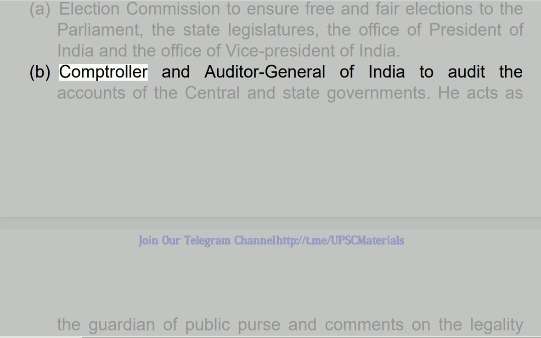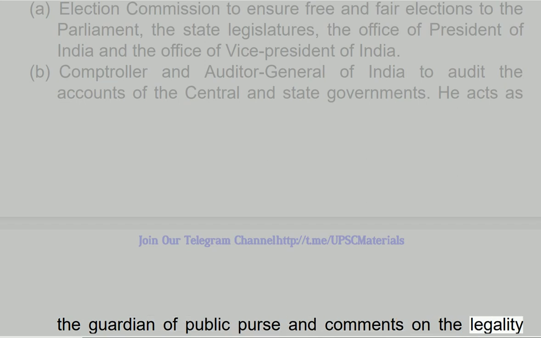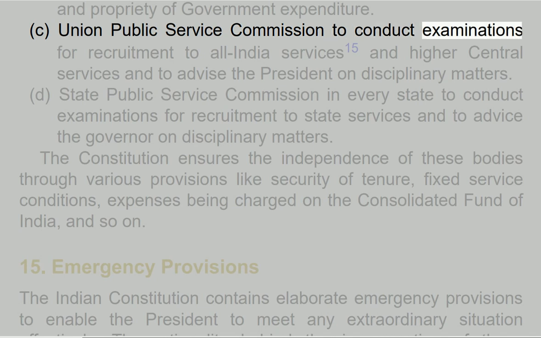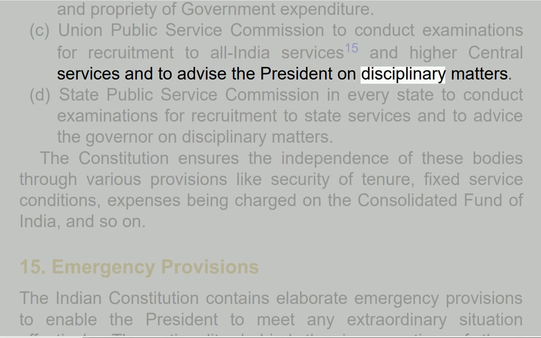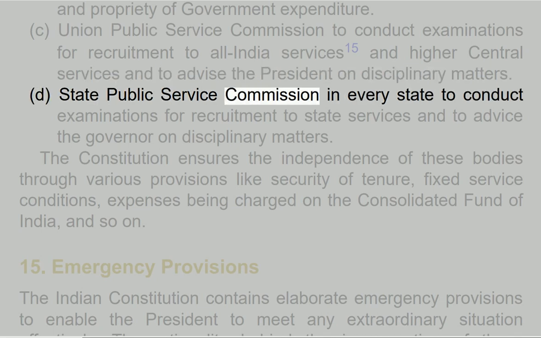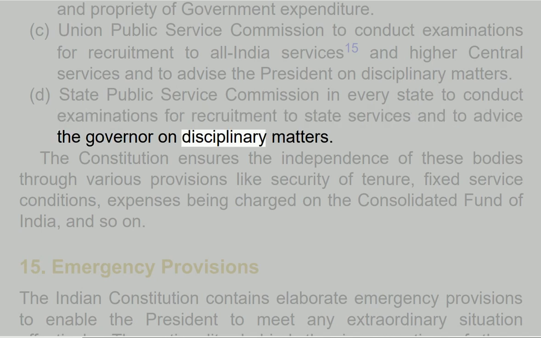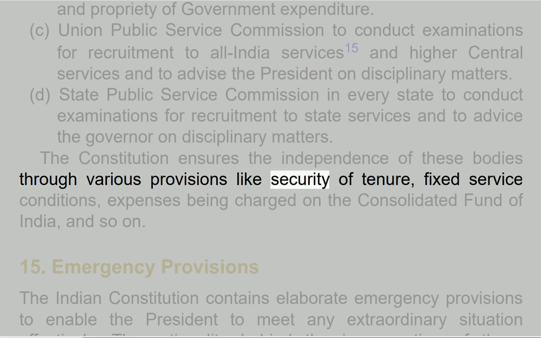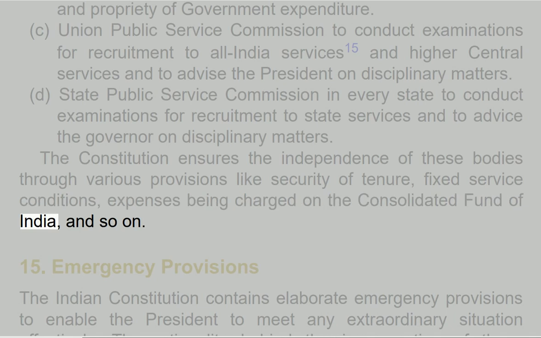B. Controller and Auditor General of India to audit the accounts of the central and state governments. He acts as the guardian of public purse and comments on the legality and propriety of government expenditure. C. Union Public Service Commission to conduct examinations for recruitment to all India Services and higher central services and to advise the President on disciplinary matters. D. State Public Service Commission in every state to conduct examinations for recruitment to state services and to advise the Governor on disciplinary matters. The Constitution ensures the independence of these bodies through various provisions like security of tenure, fixed service conditions, expenses being charged on the Consolidated Fund of India, and so on.